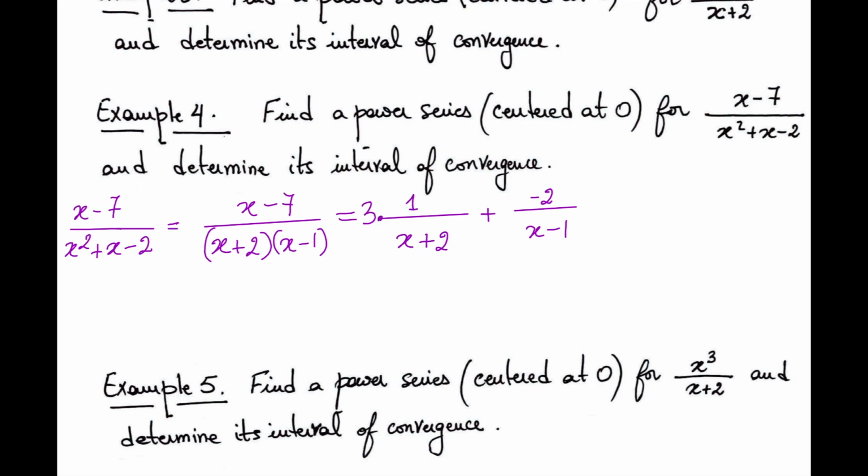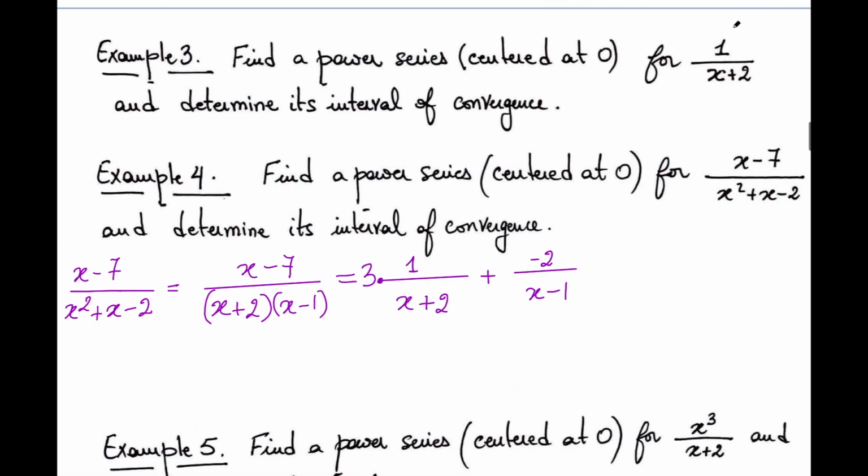Correct? 3 times this. Okay. And 1 over x plus 2 is something we've already done. So the power series representation centered at 0 of 1 over x plus 2 was done in example 3. So I know how to handle this part. How about this part?